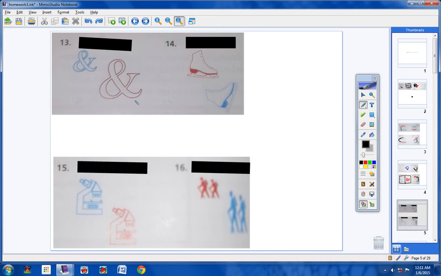So number 13. Do I have a rigid transformation? Well, no, of course not. Your pre-image is much smaller than your image. So no, this is a non-rigid transformation, or it's not a rigid transformation. However, number 14 is a rigid transformation. This shoe here, your pre-image, is the exact same size and shape as your image.